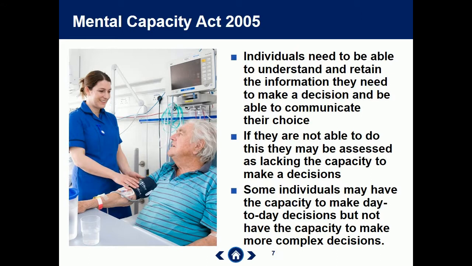Health and social care workers who are not entirely sure that an individual has the capacity to make decisions should seek advice and support from their manager or supervisor. If individuals are assessed as lacking the capacity to make a decision, all decisions made on their behalf must be in their best interests.